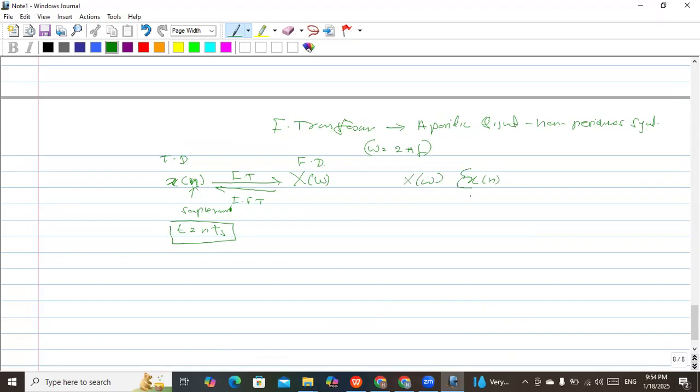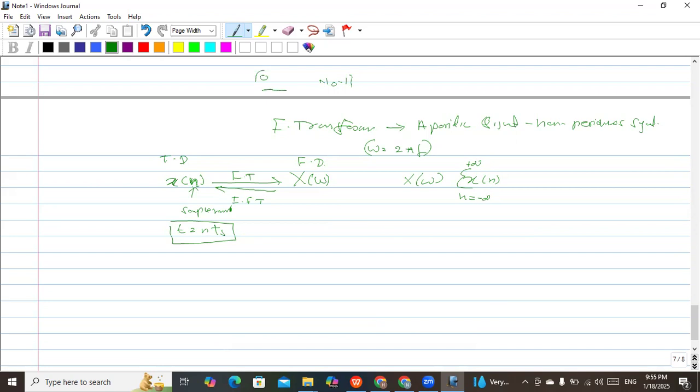You need to get the sum over all the n values; n from minus infinity to plus infinity means you need to consider all the n values. But for the Fourier series, we are not considering all the n values. We consider the n values from 0 to N naught minus 1. You can see that.